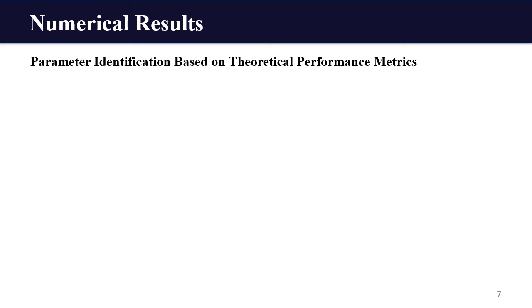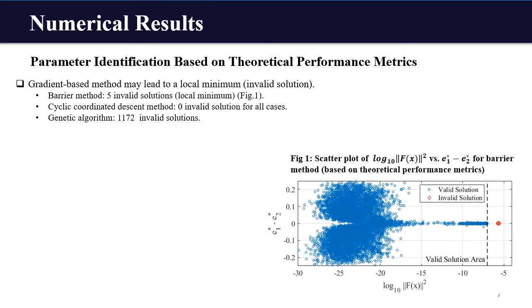In numerical experiments, first we use theoretical performance metrics to identify the parameters. Without any effect from data noise, this experiment can demonstrate the exact performance of an algorithm itself. For the gradient-based method, there is a risk of a local minimum, which can be indicated by setting an optimality tolerance, which is represented as the dashed line in the figure.